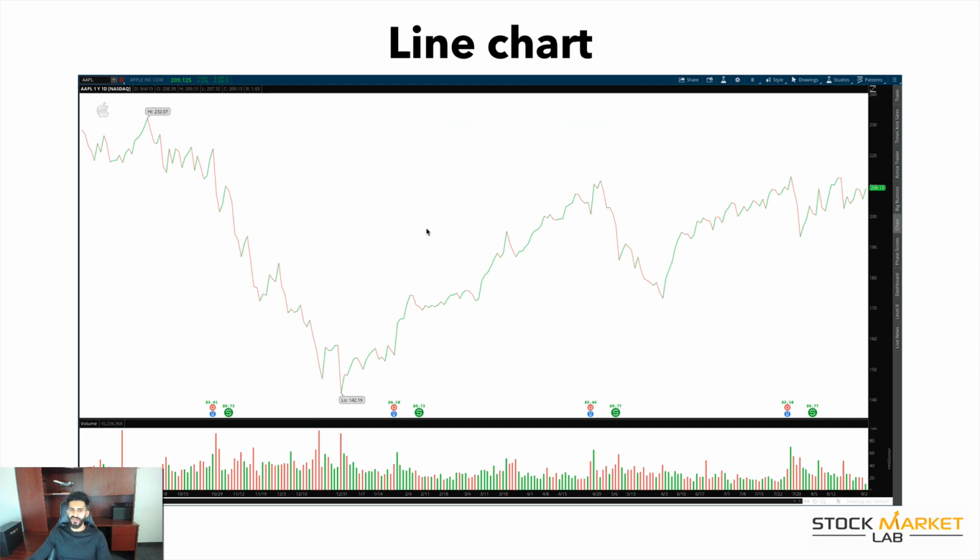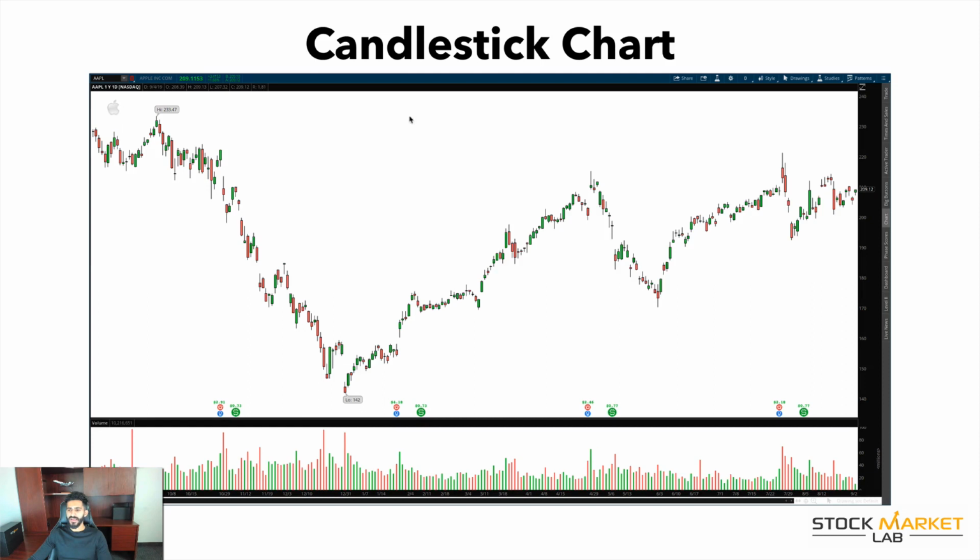Now, what showcases us what has happened throughout the day? Candlestick charts. Candlestick charts show us where the stock opened, right? The first transaction of the day, the highest point, right?